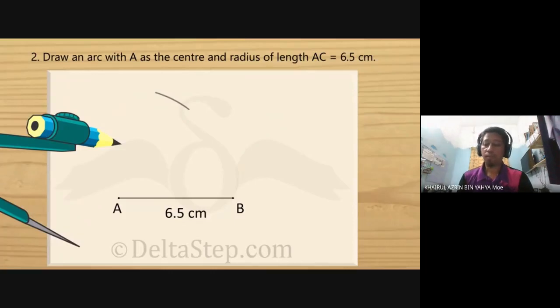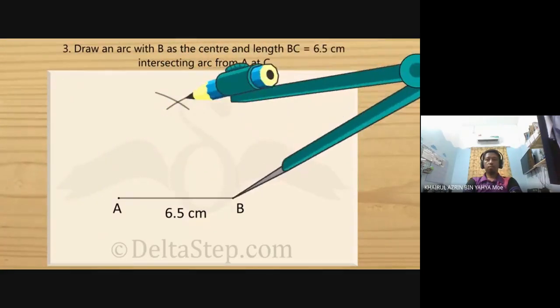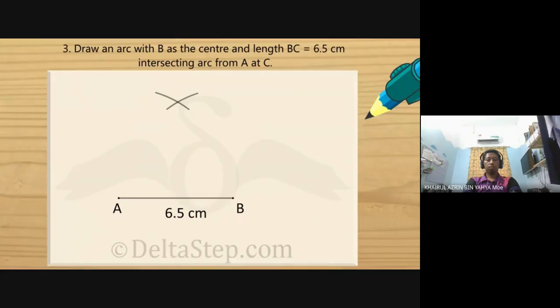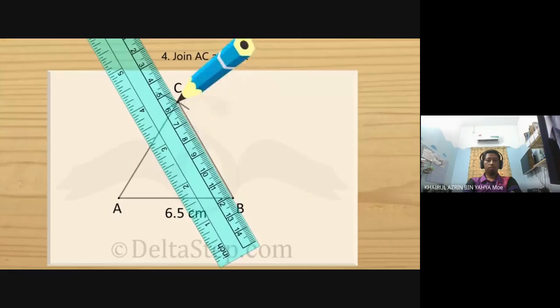Again, without changing the radius, that is radius equal to 6.5 centimeter, and with B as the center, we draw another arc. We need to see that the second arc intersects the first arc. So now, the point of intersection of both the arcs is point C because it is at a distance of 6.5 centimeter from point A as well as from point B. And so, we have the 3 vertices of the triangle. We can join AC and BC to get the required triangle ABC.